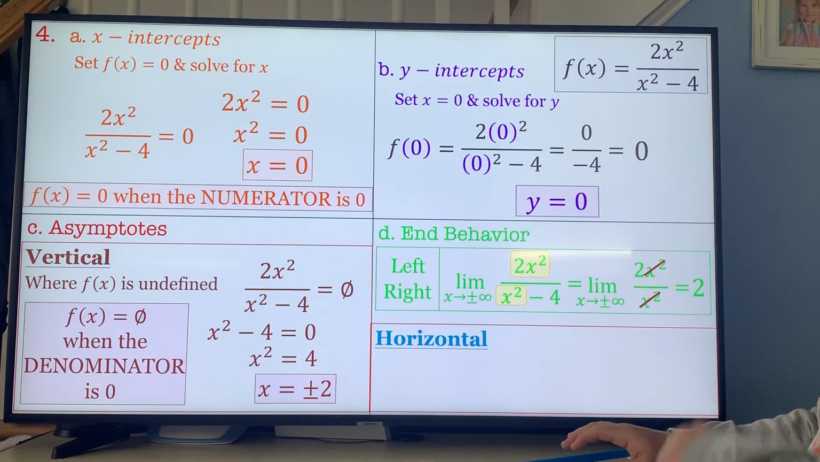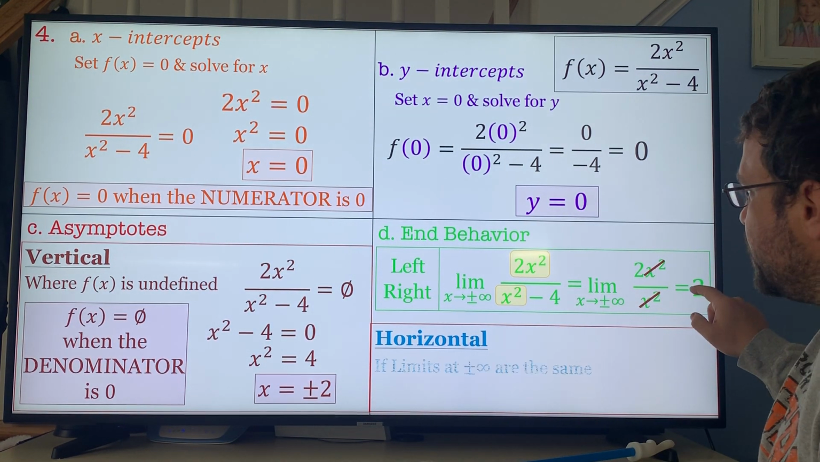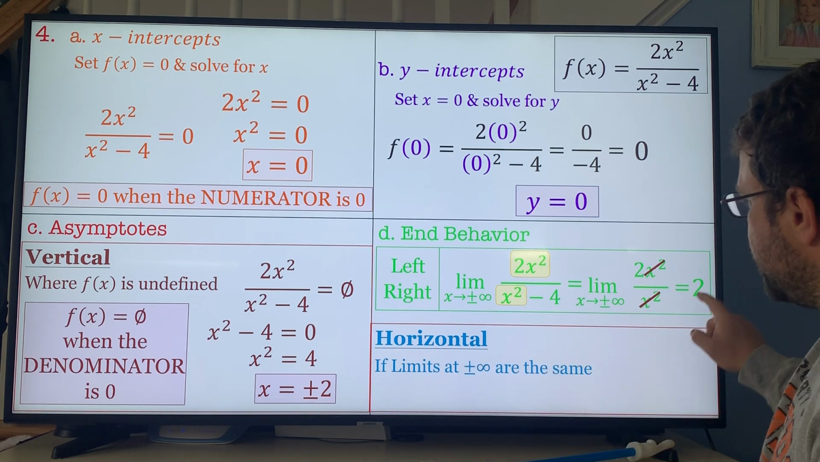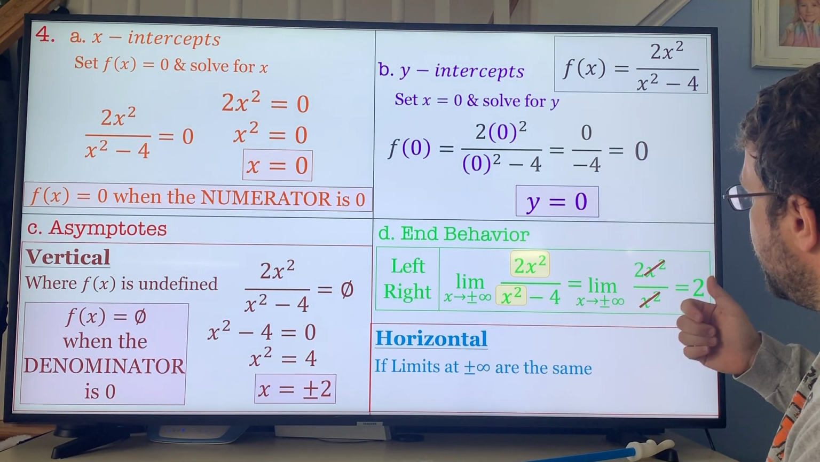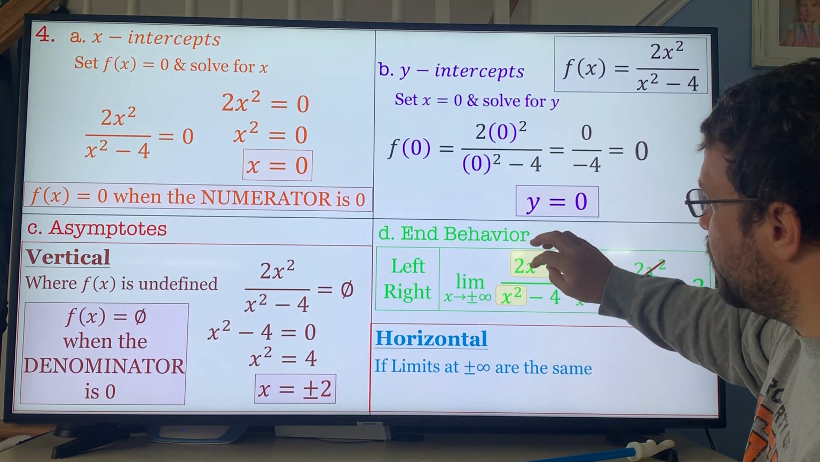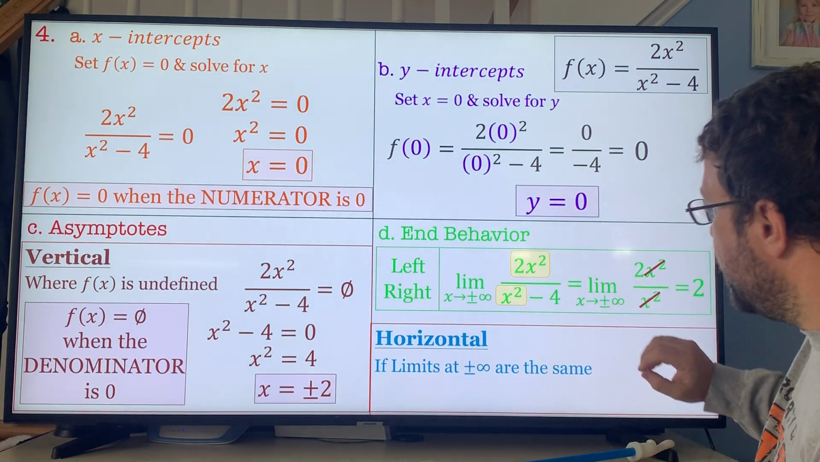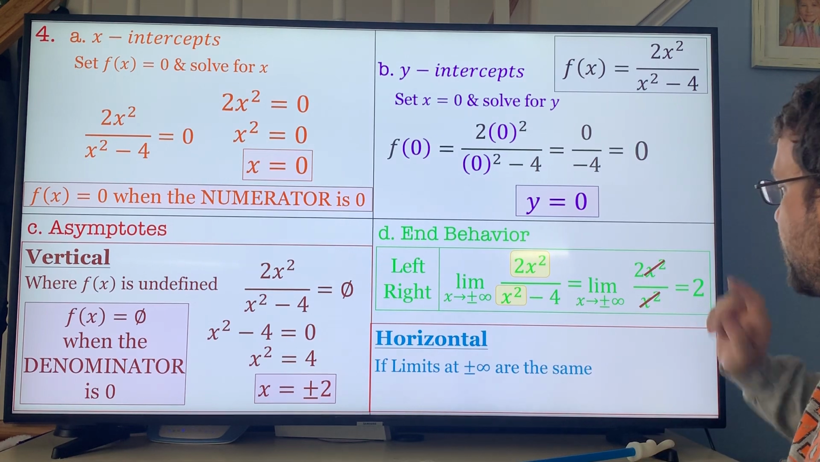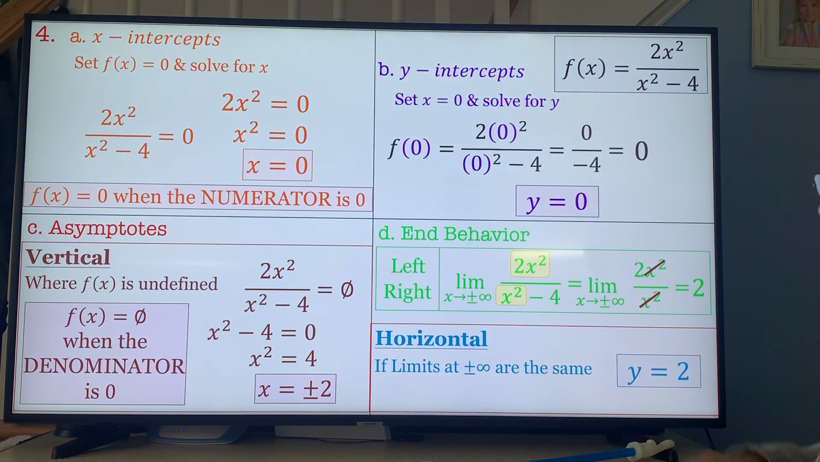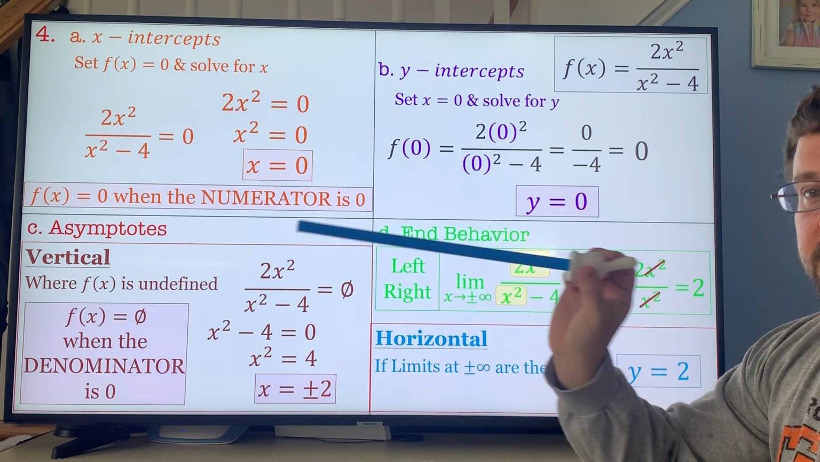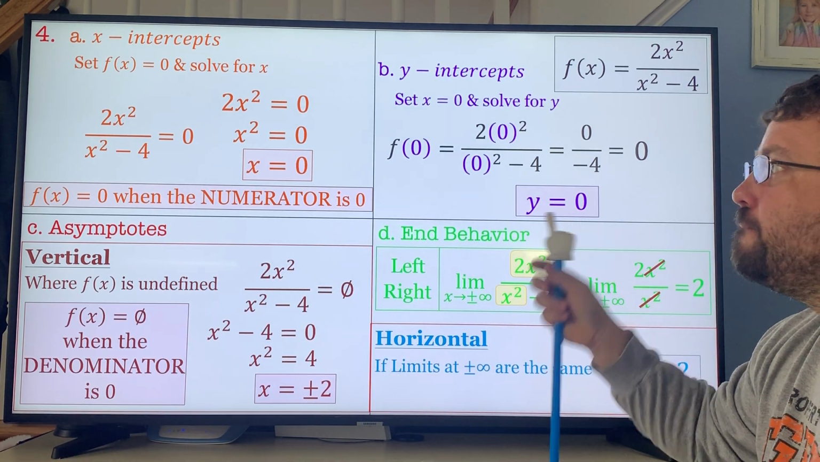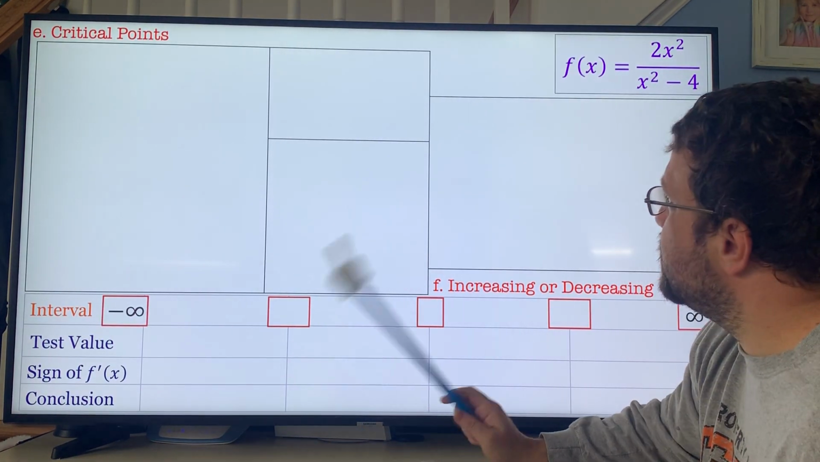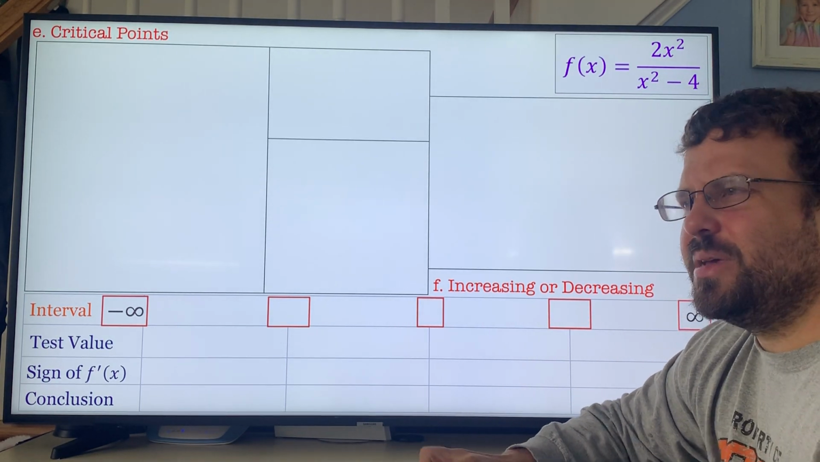There you go. If the limits are the same and that value is a number, and 0 is a number by the way, and not infinity, so as long as there are not more exponents on top, you have a horizontal asymptote, and that horizontal asymptote is y equals 2. That's the one going across like this. So y equals 2 here, and vertical asymptotes at negative 2 and 2. Got it? Critical points. This is where it's going to get a little bit annoying.